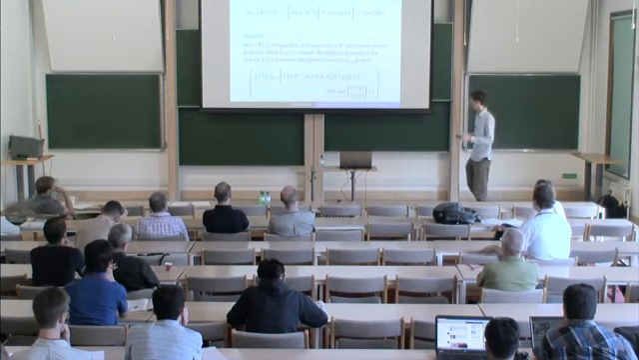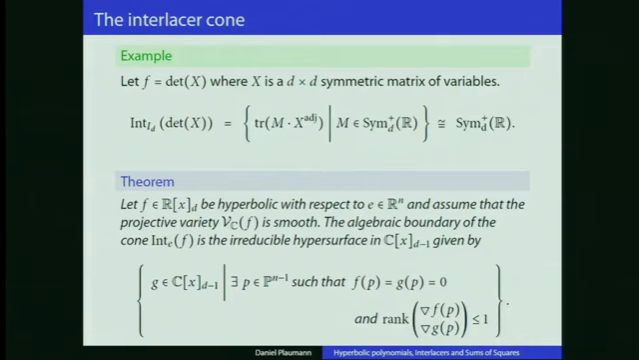But in the non-smooth case, which for this theory would be very interesting, this sort of breaks down. You can no longer show the irreducibility. It's probably not true. So for a singular case, it would be interesting to understand the algebraic boundary of this interlacer cone.